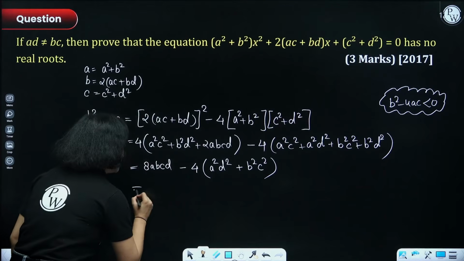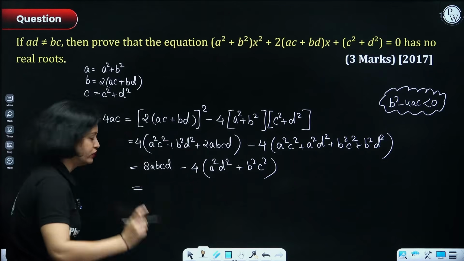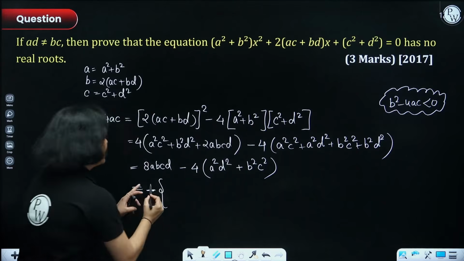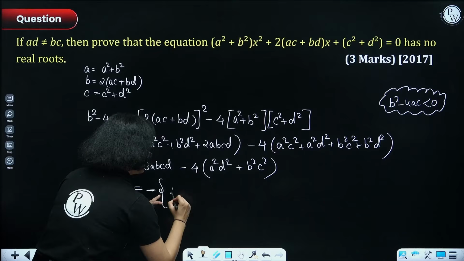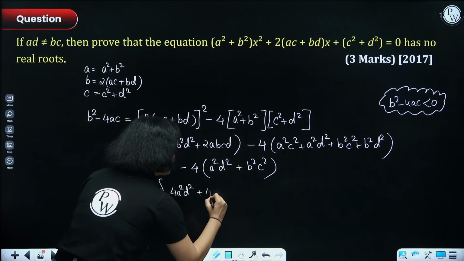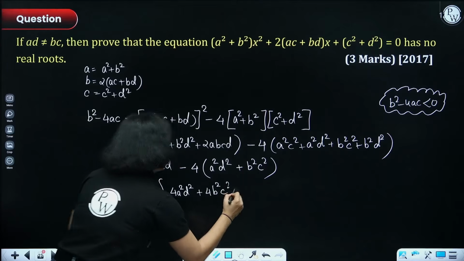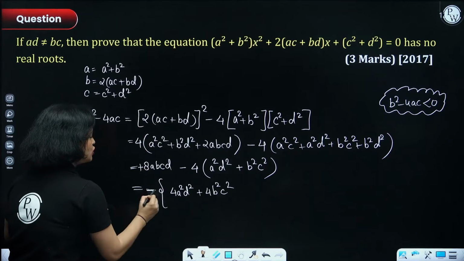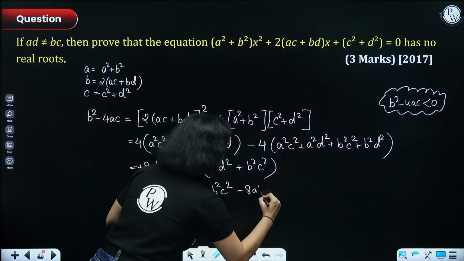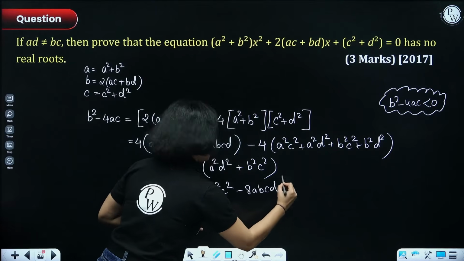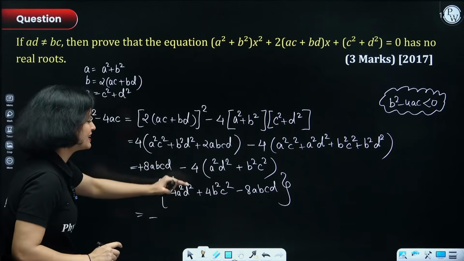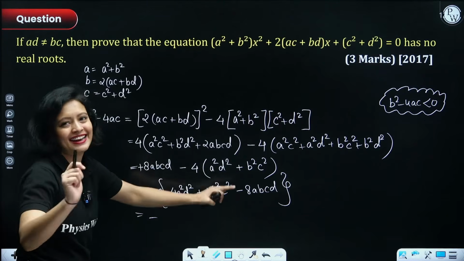Now here comes the main part, everyone. What I will do first of all is I'll take negative common so that you people understand what I'm doing. If I take negative common, this thing here would be 4a square d square plus 4b square c square. Now since this was positive and I took negative common, its sign will change to negative. So negative of 8abcd. If you can spot what is hidden here, then well done guys, good job.